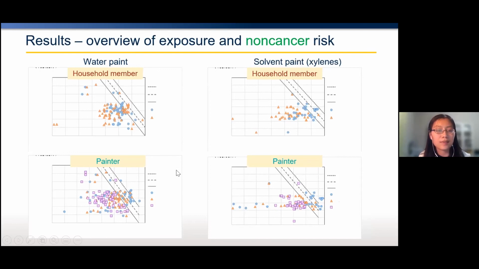Okay, here are similar graphs for the exposure and non-cancer risks. It shows a similar trend as the cancer effects, but it's less concerning because there are fewer chemicals that exceed the acceptable risk level.